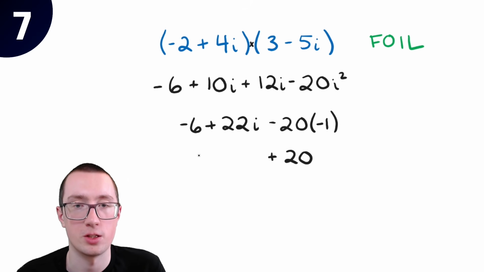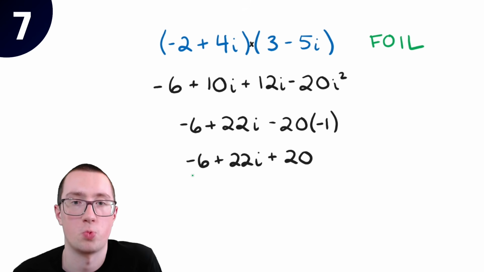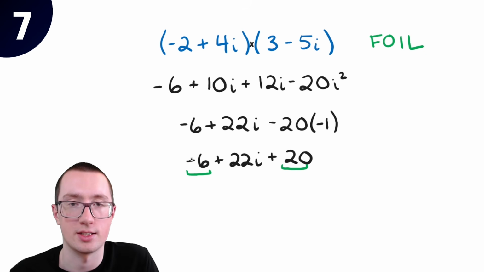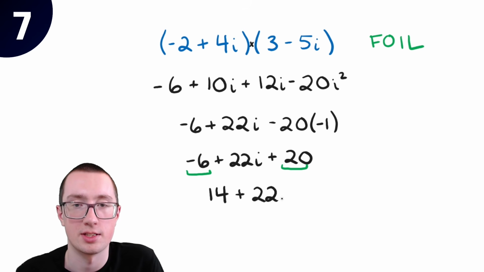So this is going to be positive 20, and everything else is going to stay the same. And now we actually have more like terms because we have two just regular numbers without letters. We have a -6 and we have a 20. So that's the same thing as 20 minus 6. 20 minus 6 is 14. And we haven't touched the 22i, so it's going to stay the same.